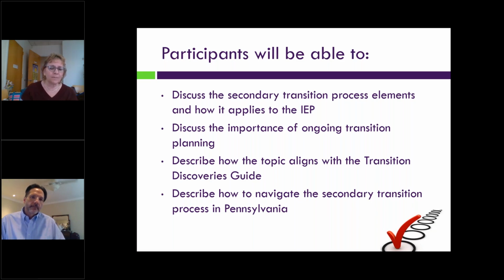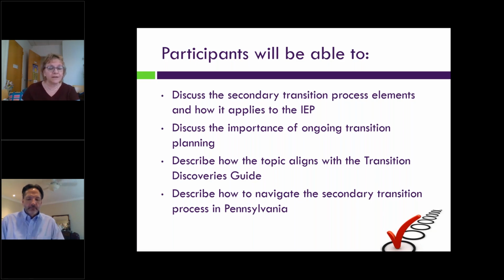And today we're also going to talk about the planning of that. We also will touch on describing the topics aligned with the transition discoveries guide, which was developed by collecting voices and experiences from youth, families, and stakeholders, and highlights the key elements that make a successful transition from high school to adult life.